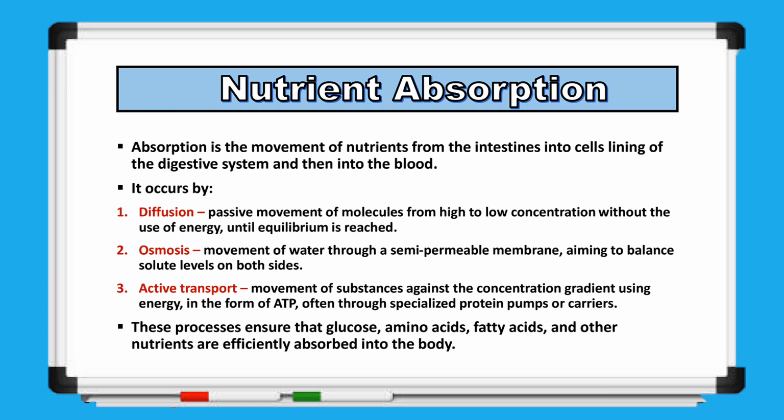Together, these 3 processes, diffusion, osmosis, and active transport, make sure that glucose, amino acids, fatty acids, and other essential nutrients are absorbed efficiently into the body.